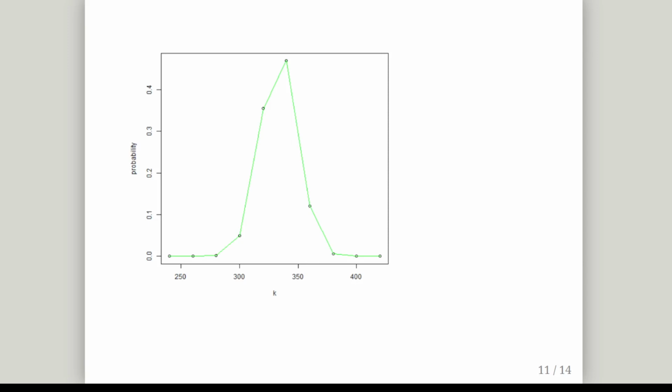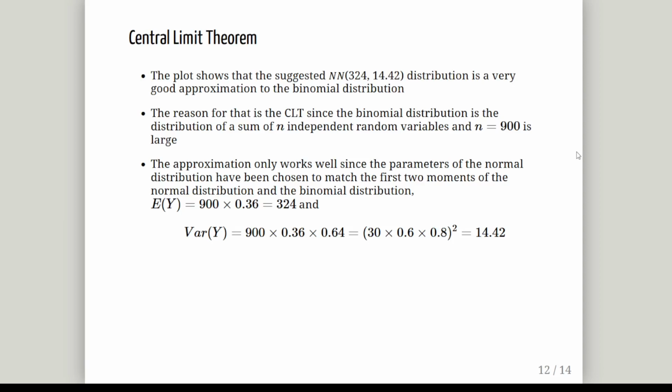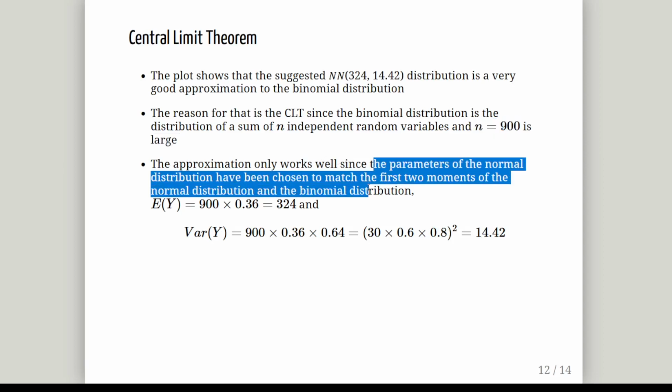If push came to shove, we might find small discrepancies by zooming in on them, but that's pretty good. Now, comment on this with the central limit theorem. The plot shows that the suggested normal distribution is a very good approximation to the binomial distribution. The reason is the central limit theorem. The binomial distribution is the sum of n independent variables, where n is a very large number, 900. The approximation works because of the large sample size, and the parameters have been chosen to match the first two moments of the normal distribution, so essentially there's a match-up that we've created.